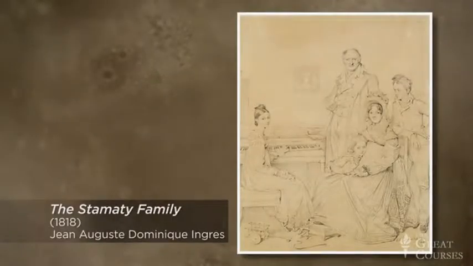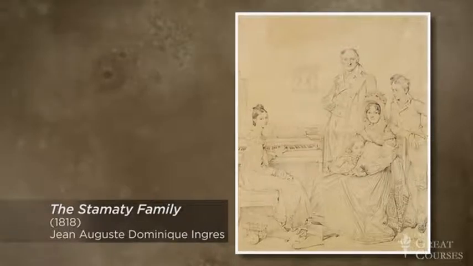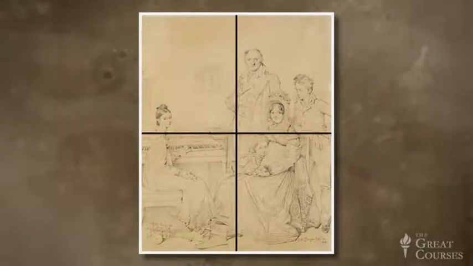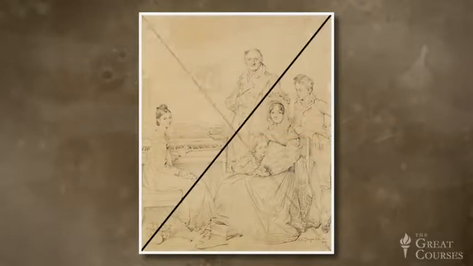The way we pose things and organize them on the page can have narrative import as well. Here's a portrait of the Stamati family drawn in 1818 by the French artist Jean-Auguste Dominique Ingres. You'll note he's making use of many of the compositional devices we've already spoken about. There's a division at the vertical and horizontal halves, and a strong use of the diagonal half.